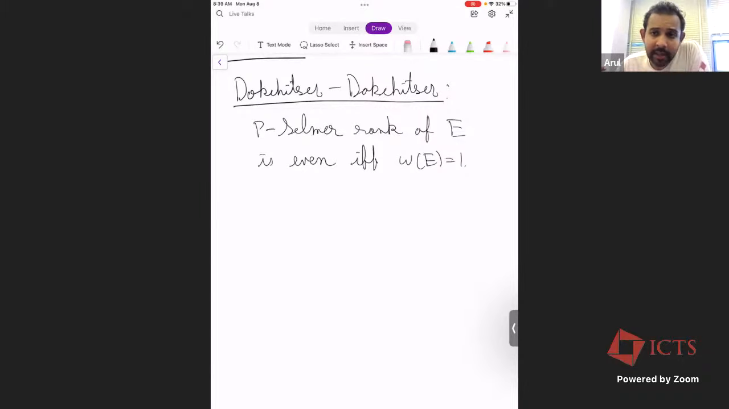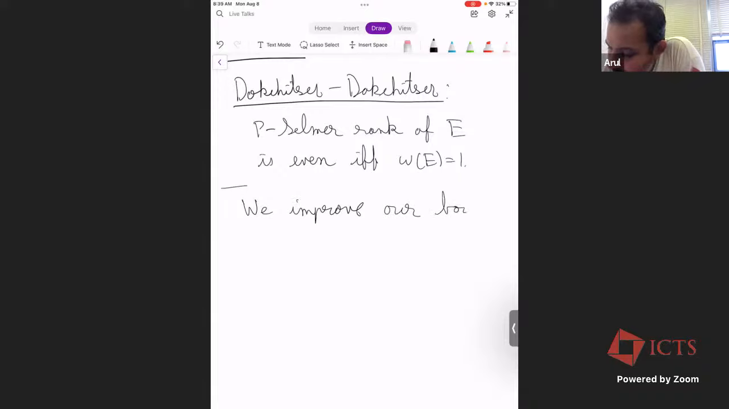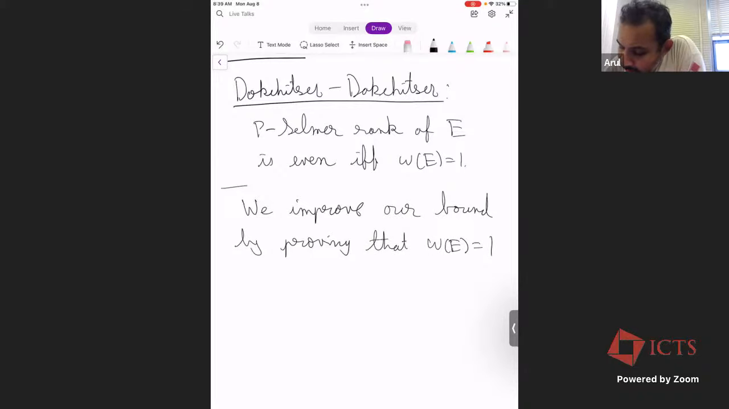We believe that 50% of curves have root number 1, but if we construct a lot of curves with root number 1, anything greater than 5%, that's going to say that the p-Selmer rank must be even, which means you can't be in the situation where 95% of them have rank 1 and 5% of them have rank 2. You sort of prove that you have lots of curves with even p-Selmer rank. So we improve our bound by proving that the root number is 1 very often.